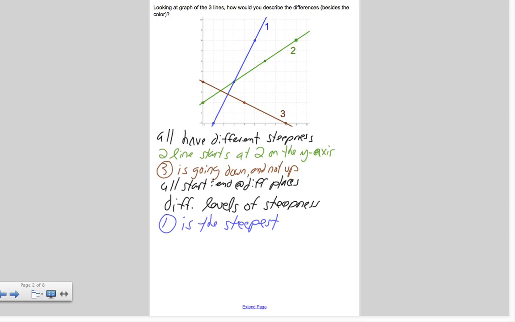So one brave soul over there, Austin. Good boy. Who says 3? I'm guessing everybody else. Okay. Well, why do we say 3?